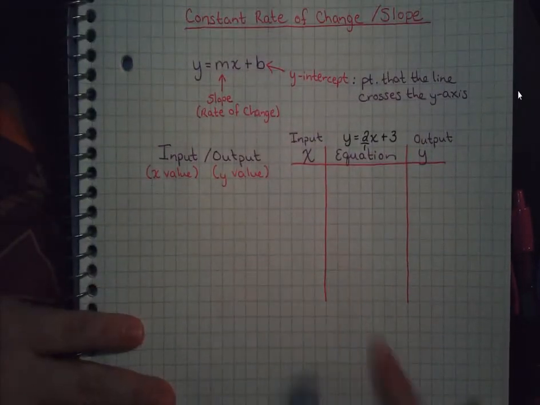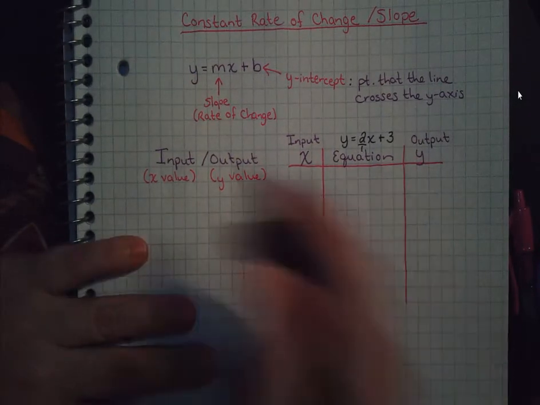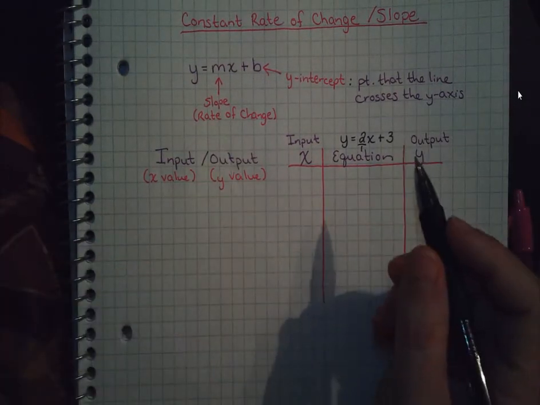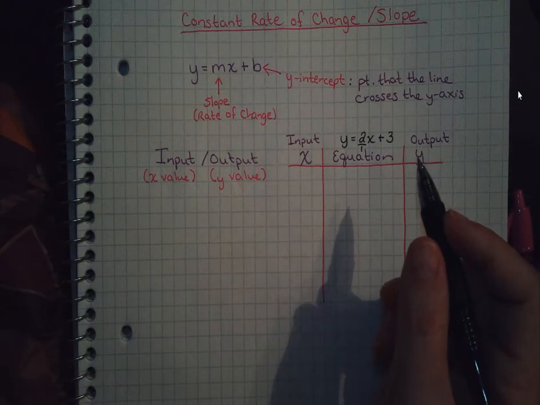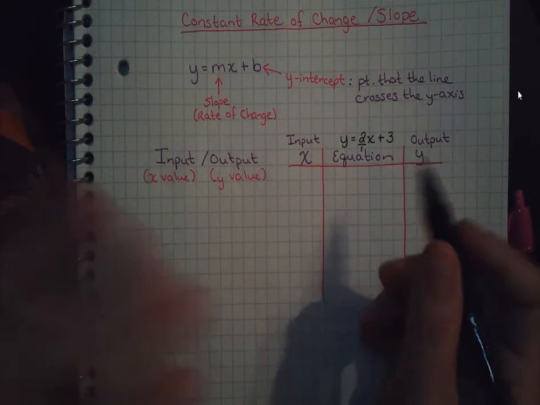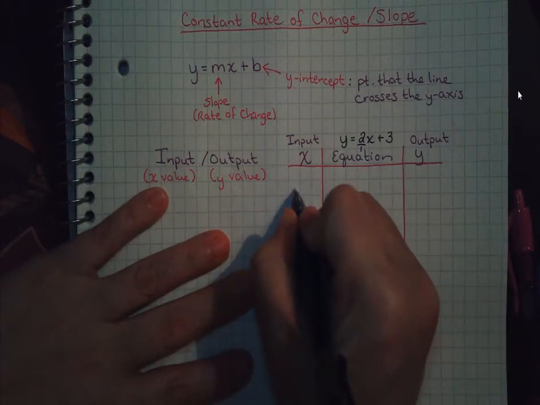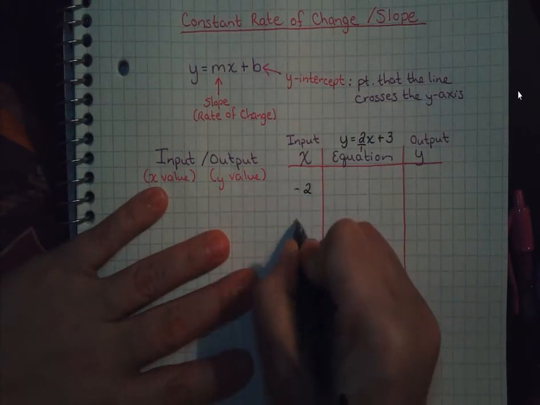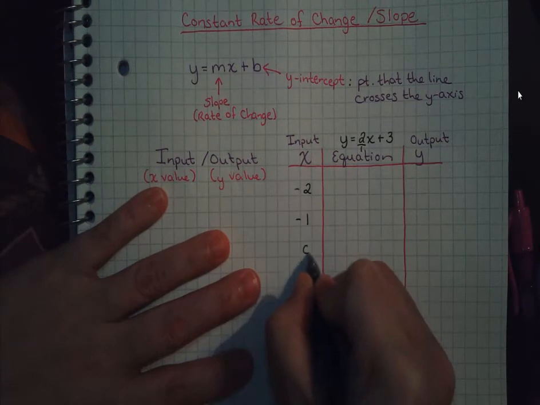Now, let's do our input-output chart. So usually when I'm doing these, I like to pick some negative numbers and some positive numbers. That way I see what it's doing on both sides of the graph. So I'm going to start with -2, and then I'm going to do -1. I always do 0.